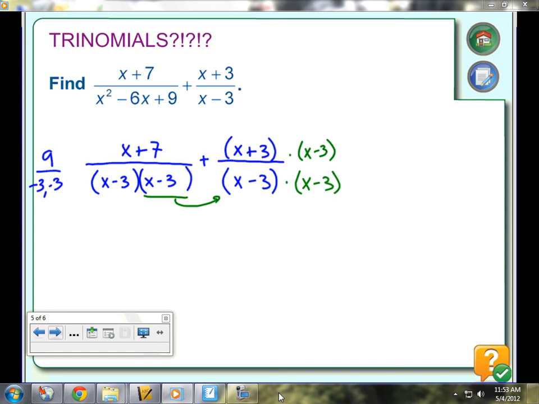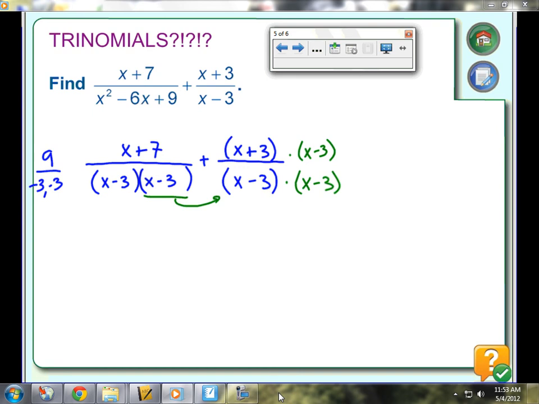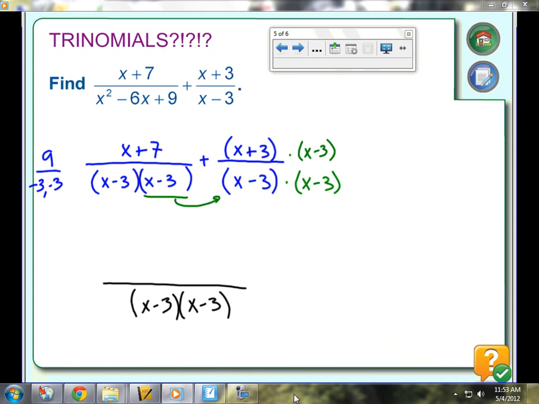And I'm going to sort of do the work as we build this problem here. So we know our common denominator here is x minus 3 times x minus 3. We did that by multiplying that factor through over here on the right-hand side. But what happens to the top now? Well, the left-hand side stays x plus 7. So let's just write that in there. X plus 7 hasn't changed. And now we're adding that right-hand factor of x plus 3 times x minus 3.